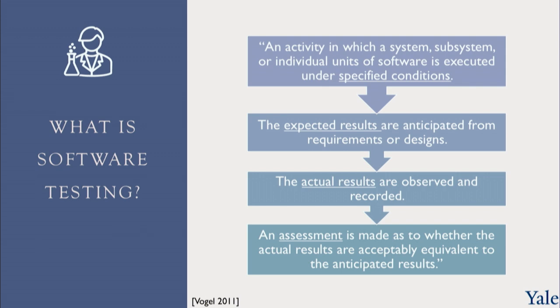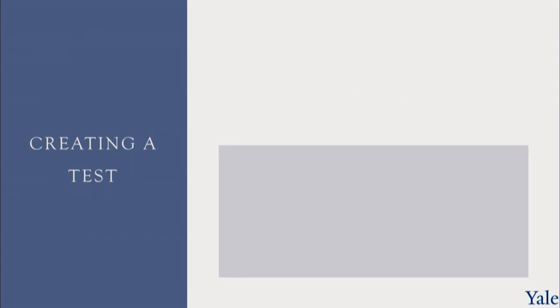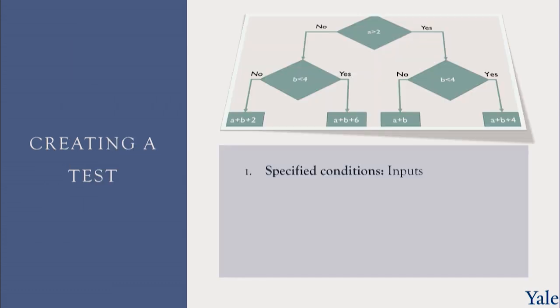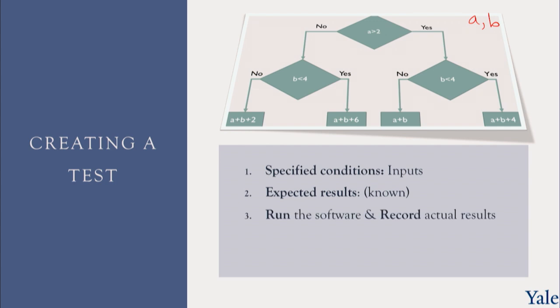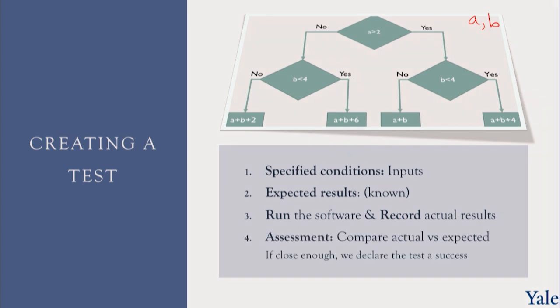Let's walk through it in a slightly simpler form. So we specify the conditions. These are the inputs. If this is our branching problem, we have A and B. Those are our inputs. The expected result, well, we can mentally read through the specification and say, if A is greater than 2 and B is less than 4, the result is A plus B. We know what the result is supposed to be. We run the software and we record the actual results. And then we perform an assessment. We compare the actual versus the expected. And if these are close enough, we declare the test to be a success.